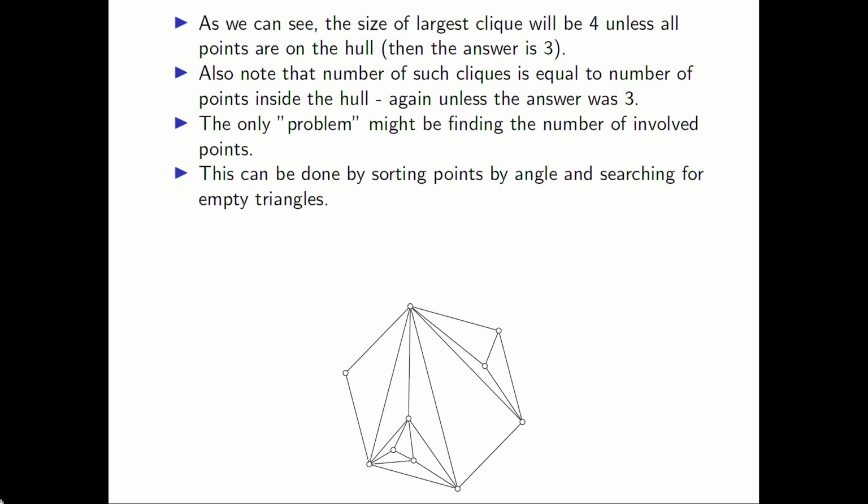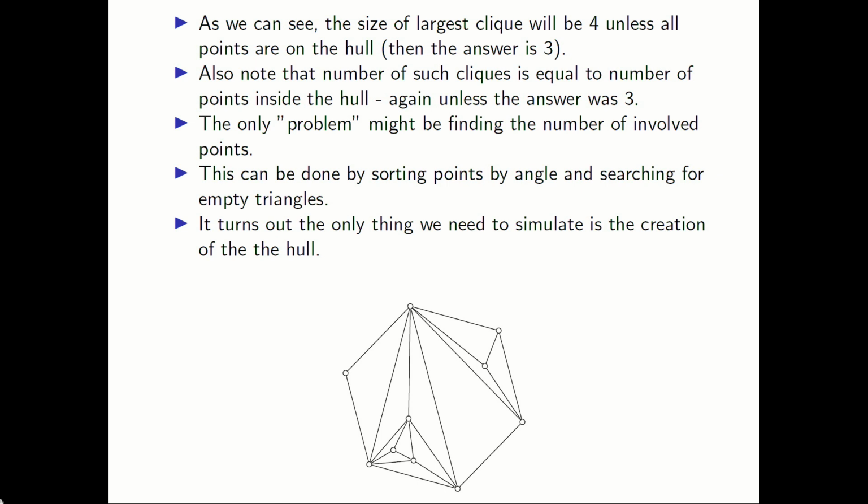And the only non-trivial part is to compute how many points on the convex hull also are included in these cliques. This can be done by sorting the points by their angle and linearly going through them and finding empty triangles. It turns out that we don't have to simulate the process, but only find the convex hull and do some linear scan. So the target complexity is n log n for convex hull and for sorting.